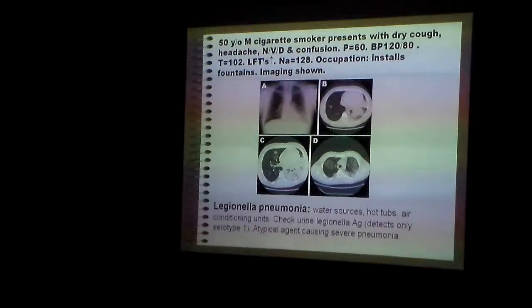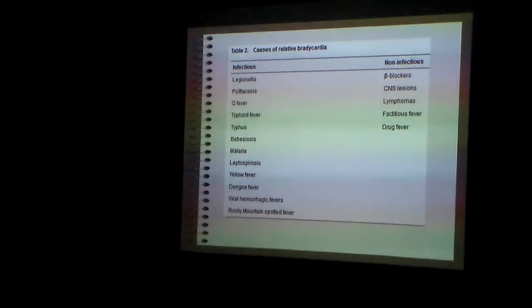The other thing is a clue when you're looking at case scenarios in your board exam. Say this patient has a fever of 102. With every 1 degree rise in temperature, your heart rate goes up by 10 beats. This patient's heart rate is 60, and they are not giving you any other information, like the patient being on a beta blocker, so you can read all that. There are a few things that cause relative bradycardia in infection. You may not see everything, but they may use it as a question stem for some of the scenarios. Legionella is one of them.